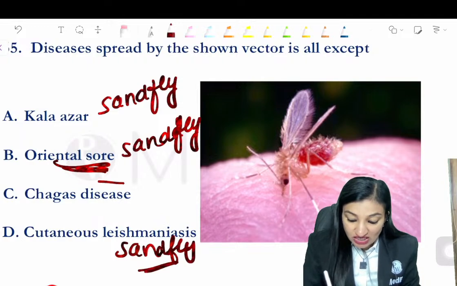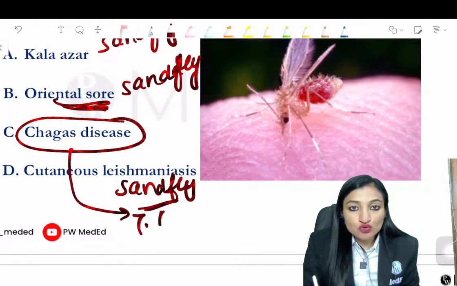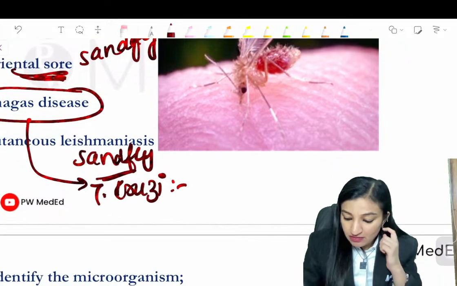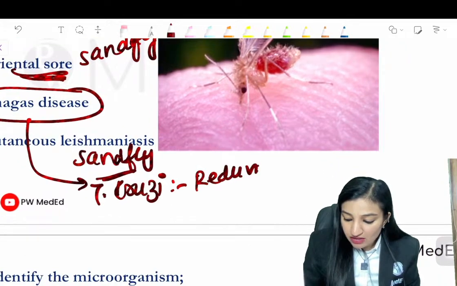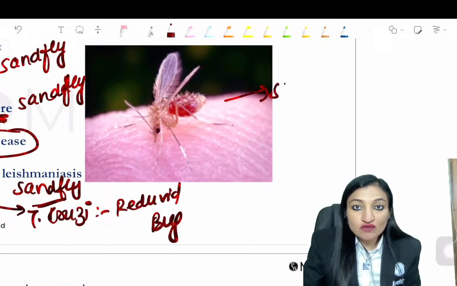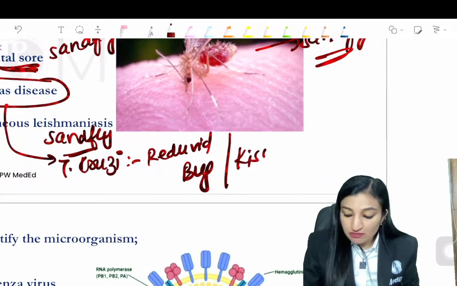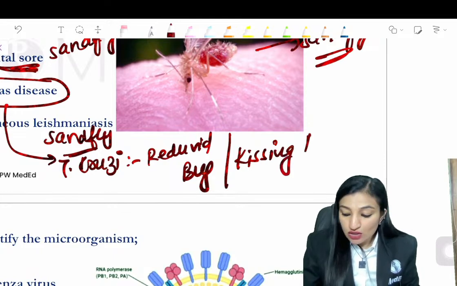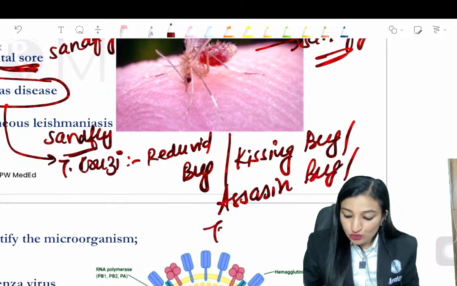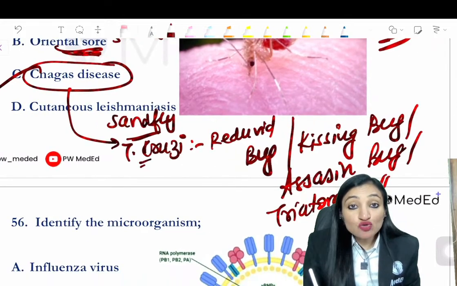Okay. Chagas disease. Chagas disease is caused by Trypanosoma cruzi. It is transmitted by, remember, reduviid bug. So the answer is option C, Chagas disease. And what is this? This photo is of sandfly. The reduviid bug is also known as kissing bug, because it usually bites on the face. Also known as assassin bug. Also known as triatomine bug. Alright.